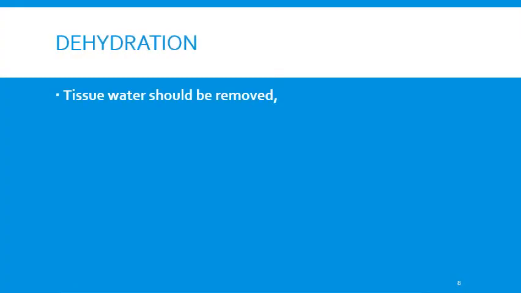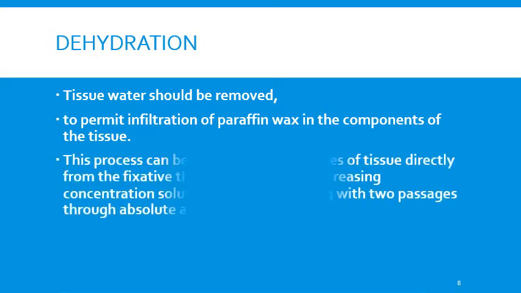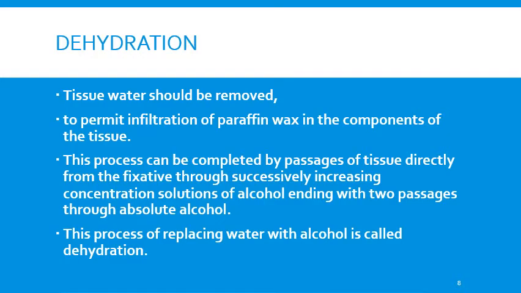So the tissue water should be removed to permit infiltration of the paraffin wax شمع البرافين in the components of the tissue. نسحب الماء لندخل مادة أخرى اللي هي paraffin wax. This process can be completed by passage of the tissue directly from the fixative through successively increasing concentration solutions of alcohol, ending with two passages through absolute alcohol.